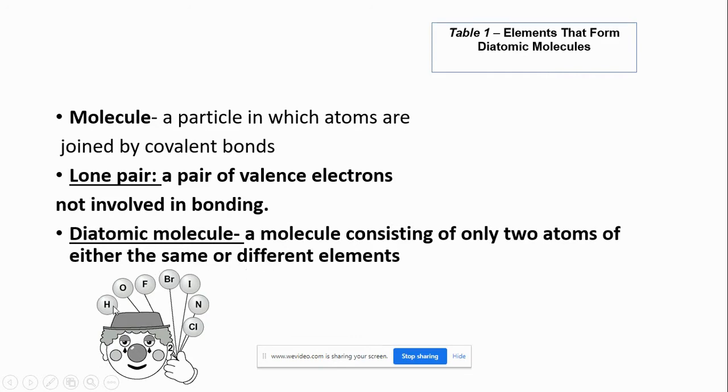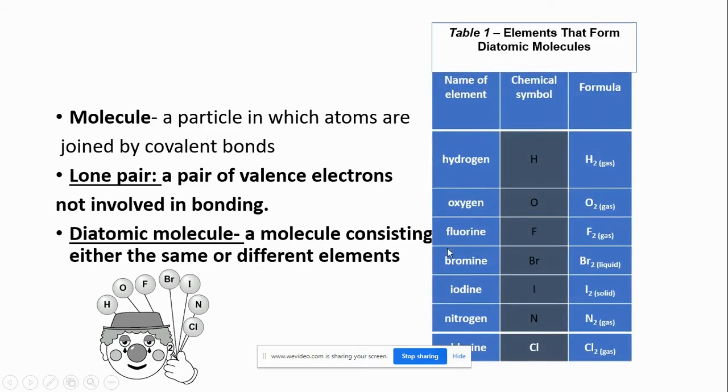So you have to memorize this acronym, Hofbrinkel, right here in the balloons. This represents all the atoms that exist in pairs in nature, so they do not exist by themselves. If I ever told you hydrogen, H, it's always H2. Oxygen, O, is always O2. Fluorine, F, is always F2. Bromine, Br, is always Br2. Iodine, I, is always I2. Nitrogen is always N2, and chlorine, Cl, is always Cl2. And it's shown right here in this chart.